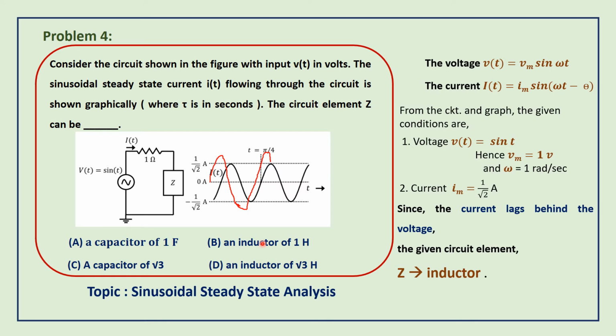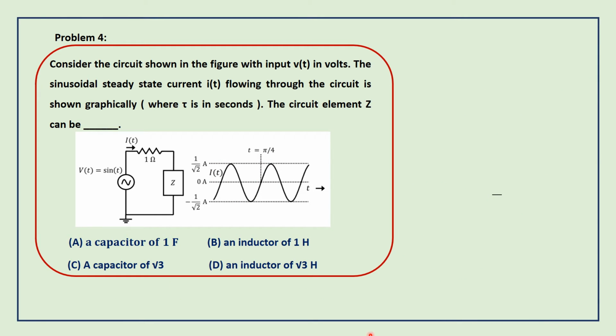Now, for the inductor also there are two options. In option B, they have given us an inductor of 1 Henry, and in option D, an inductor of root 300. So here we need to find out the inductor value also. Let me find out the inductor value from the given graph. Already we have found out the amplitude of voltage and amplitude of current.